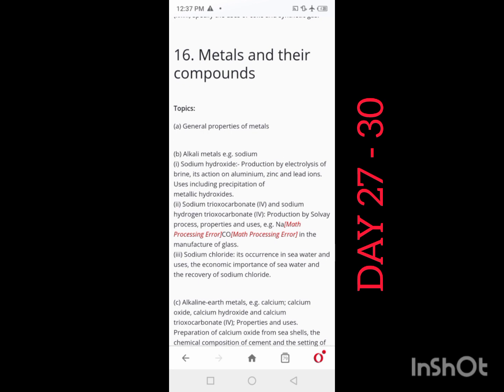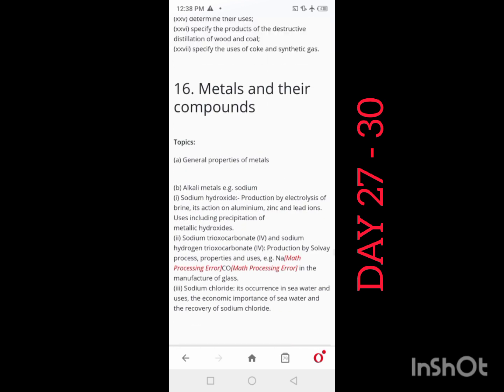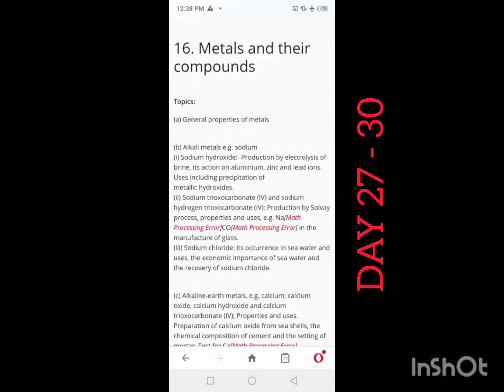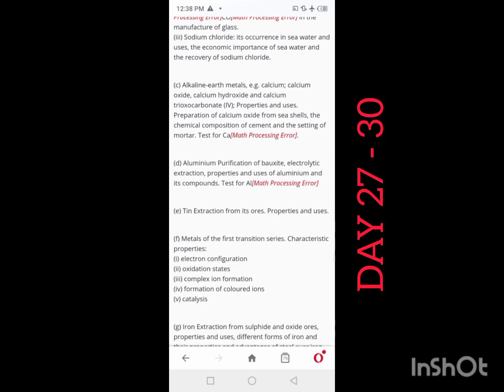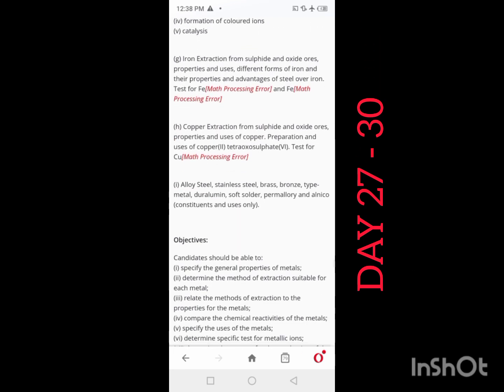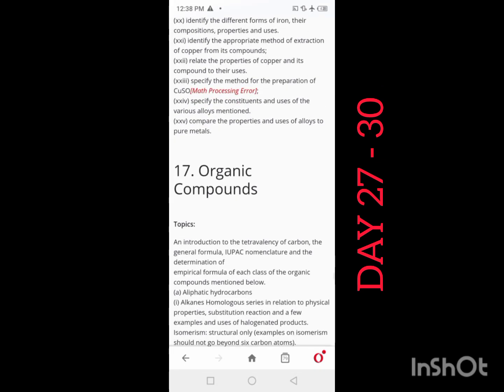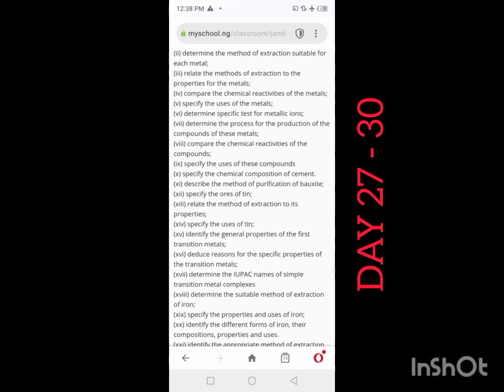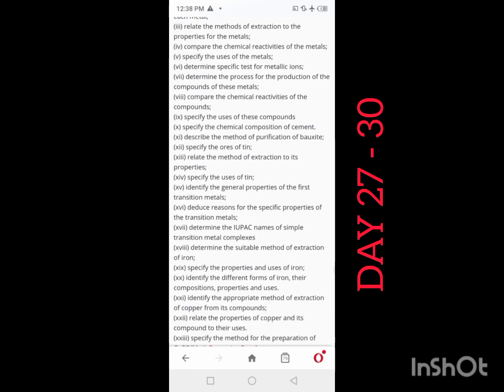27th to 30th day, you're going to be looking at metals and their compounds. That's what you'll be going through, to the 30th day, metals and their compounds. Try as much as you can to cover as much as possible. If you can, you have about 5 days there now. So take your time.